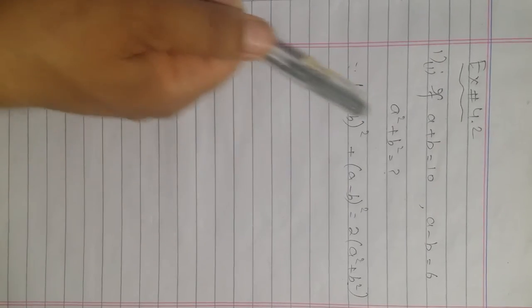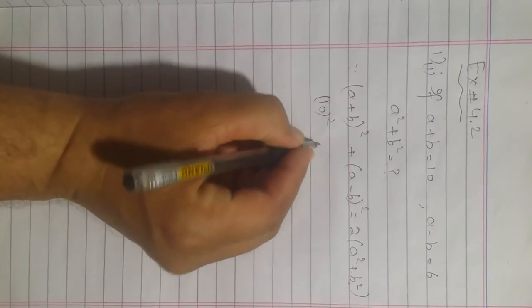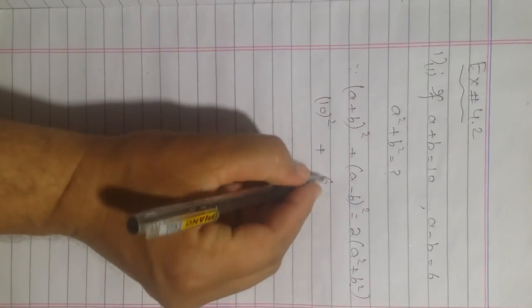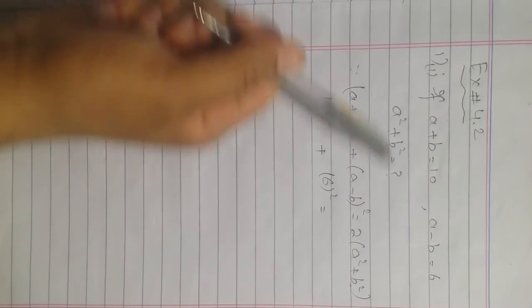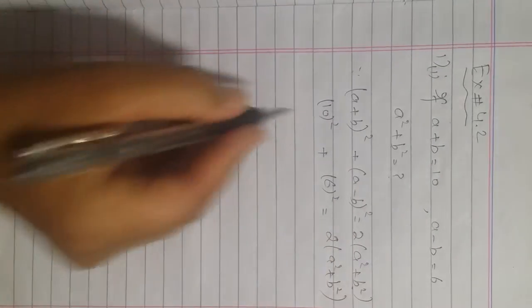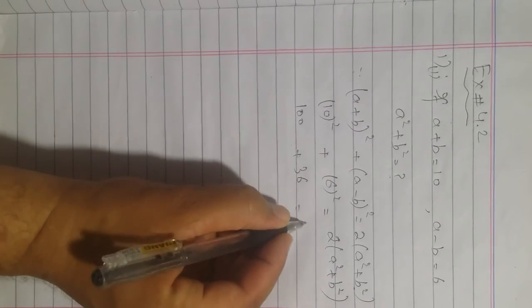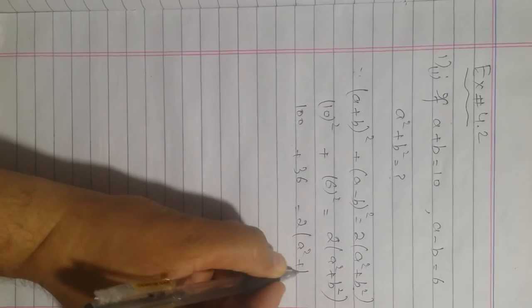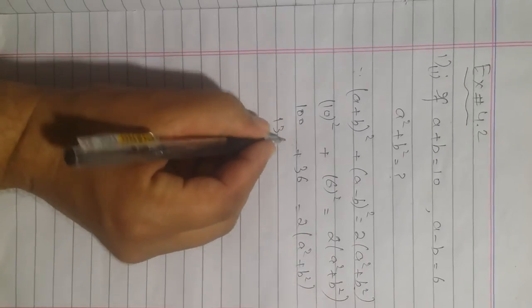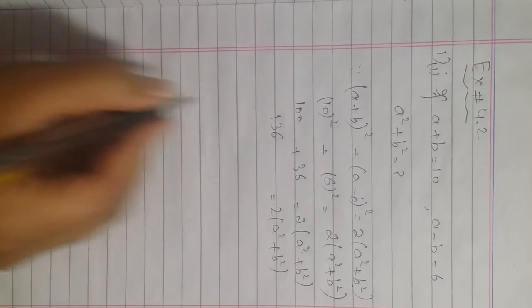Now we have to put all the values in this. a plus b is equal to 10, so we write 10 square. a minus b is equal to 6, so 6 square. 2 into (a square plus b square). 10 square is 100 plus 6 square 36 is equal to 2 into (a square plus b square). 136 is 2 into (a square plus b square).